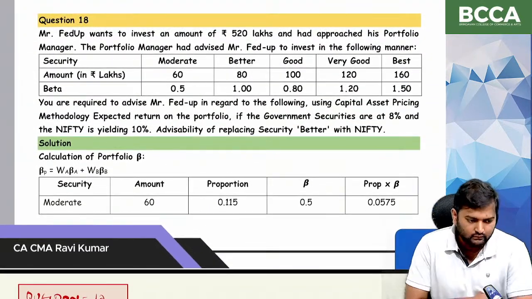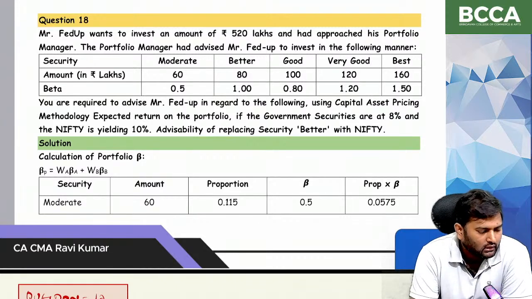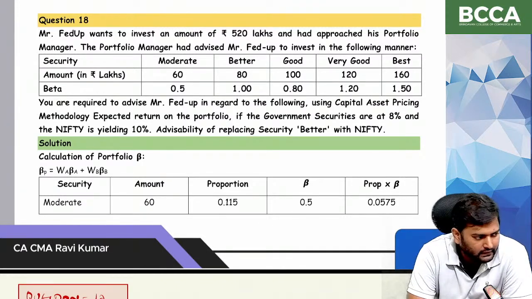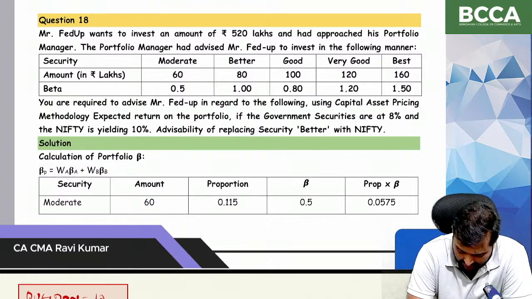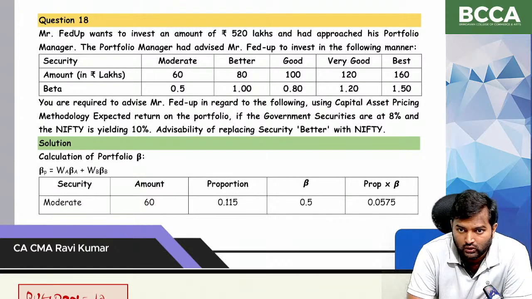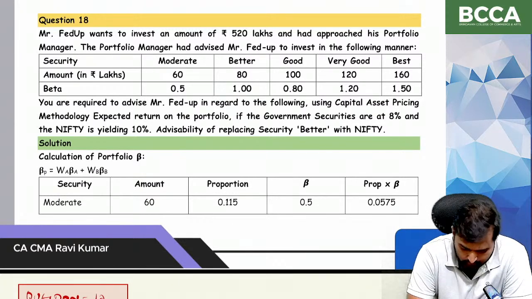Question number 18. Mr. Fed-up wants to invest an amount of rupees 520 lakhs and had approached his portfolio manager. This question is also a simple question, already asked in examination. The portfolio manager had advised Mr. Fed-up to invest in the following manner.